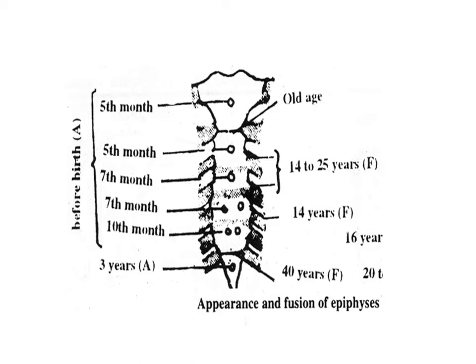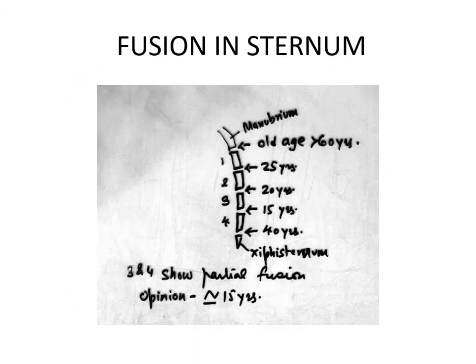Based on this, you will be able to come to a conclusion about the age between 15 to 40 years, and above. Here it is a diagrammatic representation. As I told you, the xiphisternum and last piece fuses by 40 years, whereas the manubrium and first piece of body of sternum fuses at 60 years. The rest 15, 20 and 25 years. This is for your ease.